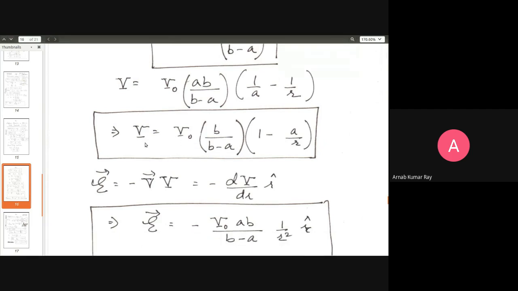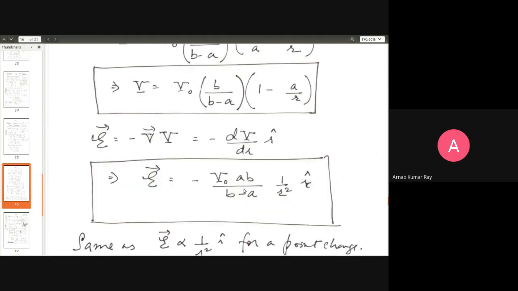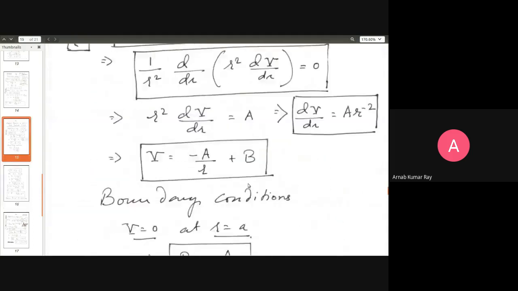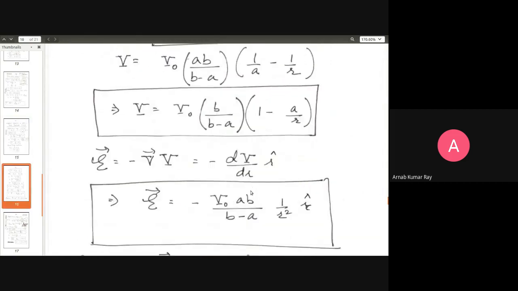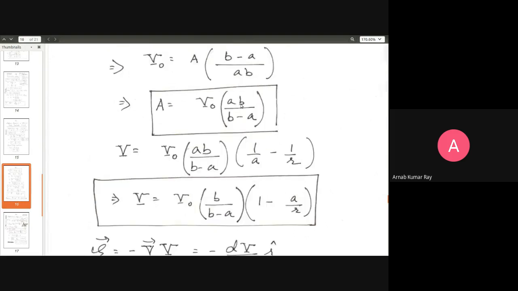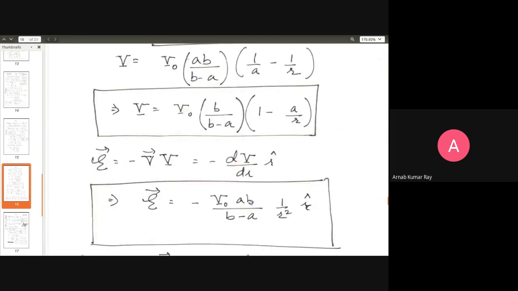Next task is for you to write E is the negative gradient of a scalar function. And what is the scalar function? Minus dV/dr r cap, when V does not depend on theta and phi, that is the gradient of V. You've already got dV/dr here. What is dV/dr? A by r squared, where A is equal to V naught ab by b minus a. So E is minus V naught ab by (b minus a) r squared r cap.